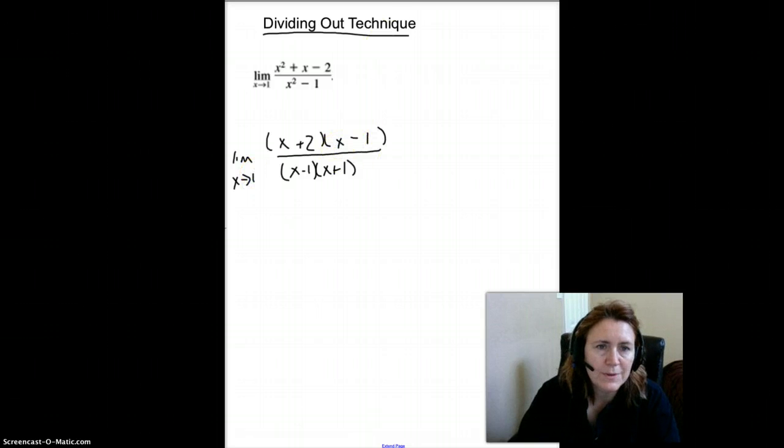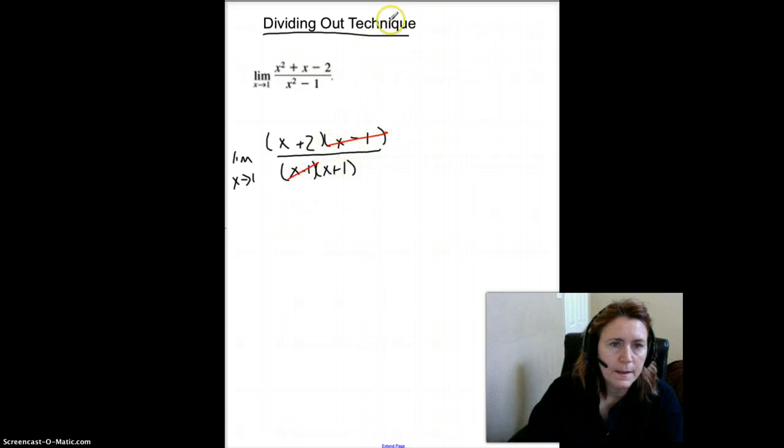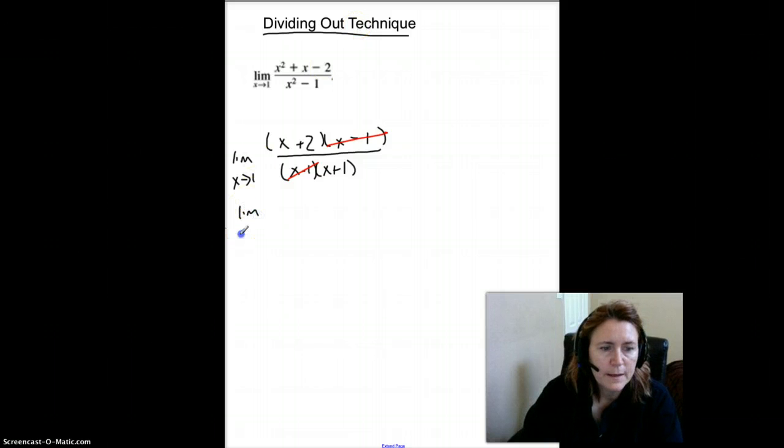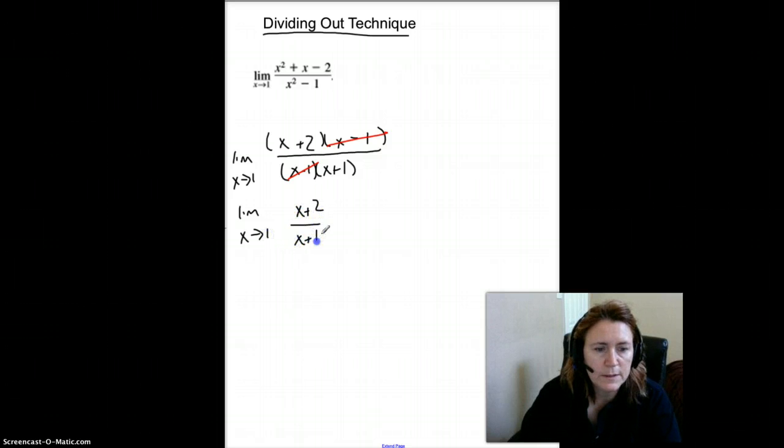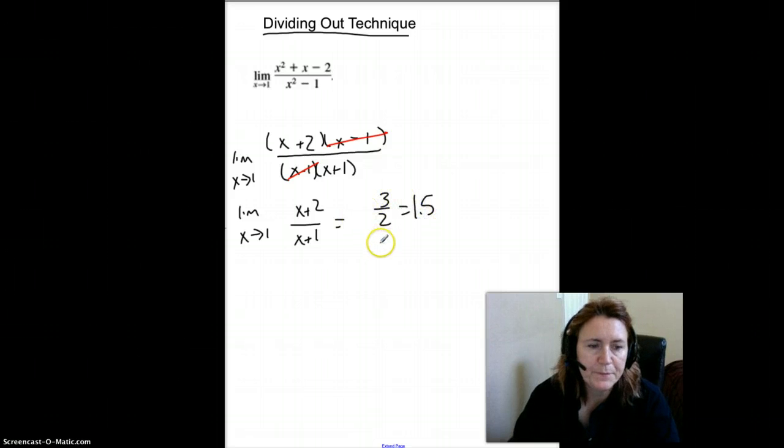And so I'm going to divide out what's common. So my limit becomes the limit as x goes to 1 of x plus 2 divided by x plus 1. And now, because I no longer have a problem with the denominator being 0 at the point, I can simply plug it in. So this is 3 divided by 2, or 1.5. I don't care which way you read it.